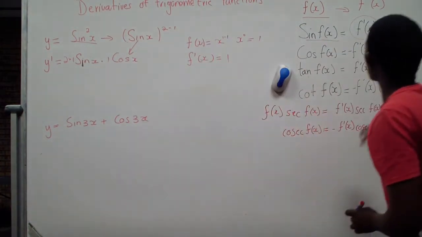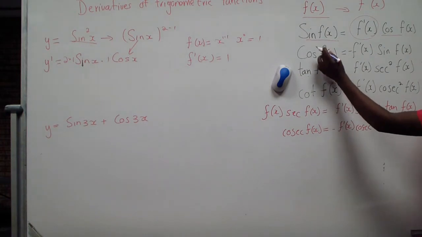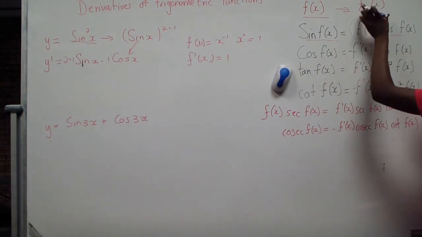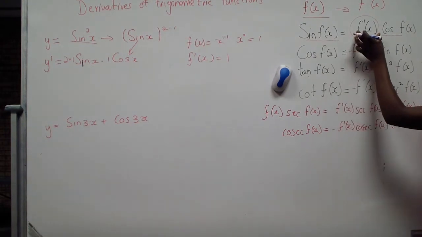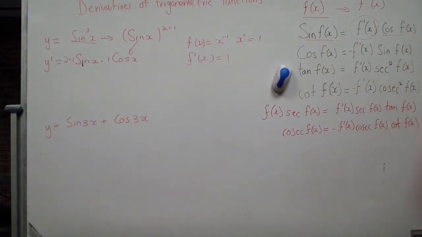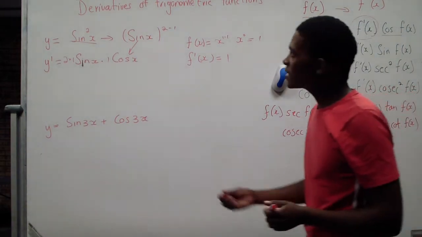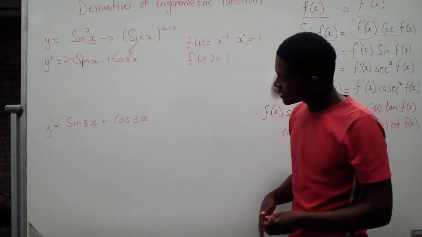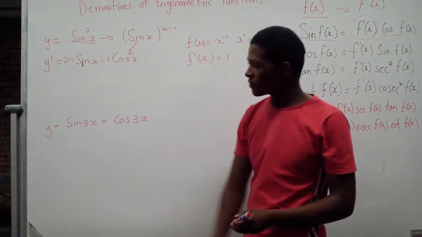So coming back here, you are having sine of a function is equal to, when now you derive this, you get the derivative of your function, cos, and your function. This is the derivative of a trigonometric function. Let's take a second one.